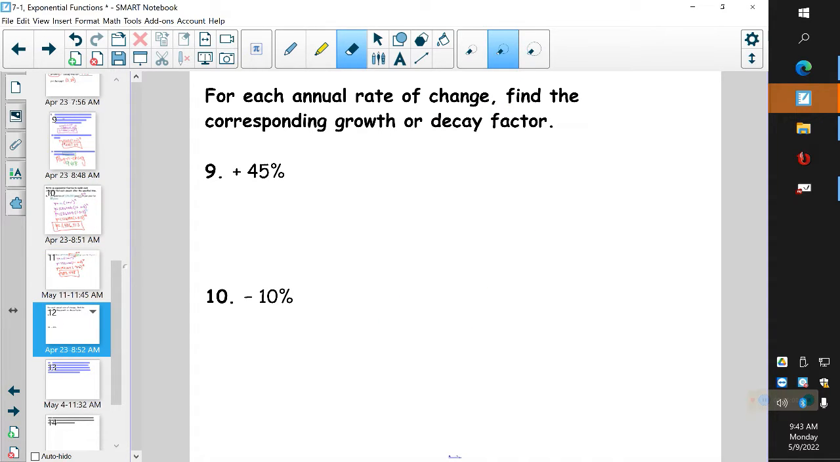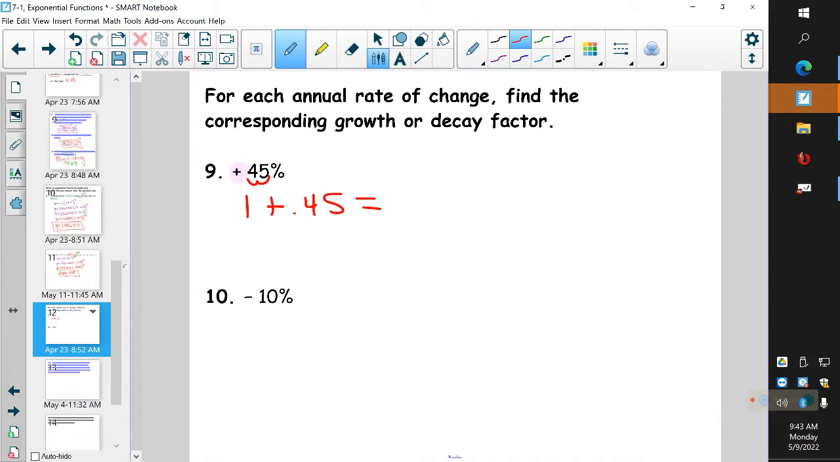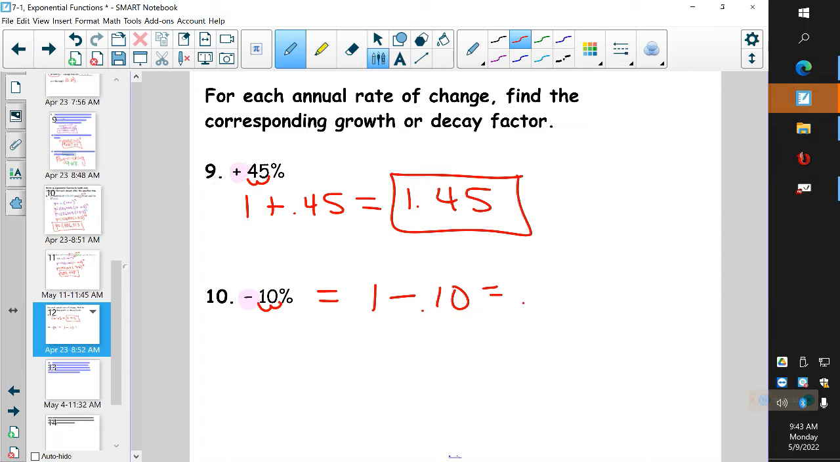Number 9. If we look at number 9, it says for each annual rate of change, find the corresponding growth or decay rate. So if I'm at a 45% growth, that's a plus. I'm going to take 1 plus 0.45, and that's going to give me 1.45. That is my growth. Okay? This right here says it's minus, so I'm going to change this percentage to a decimal. So this is going to give me 1 minus 0.10 to give me 0.90, and that is going to be my decay factor. That's how you're going to do problems 9 through 12.